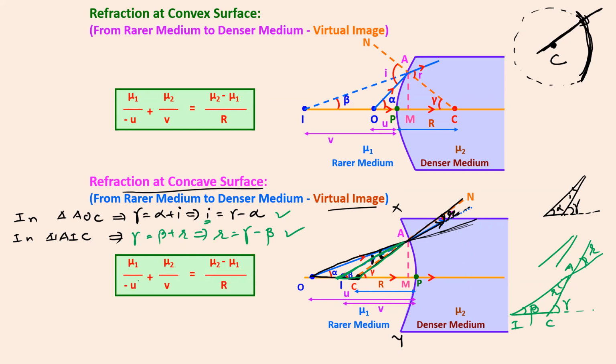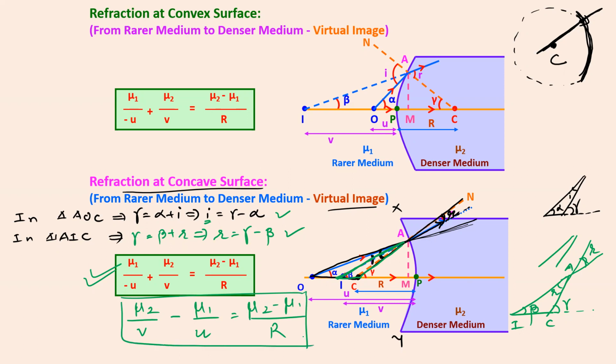We don't write in this manner. Students find it difficult to remember it this way. My trick is mu2 by v minus mu1 by u. I guess you people find this easier than the above one, because sometimes it happens that you forget putting the minus sign with u. So in all the cases, we are getting the same formula by this. That is how it is.